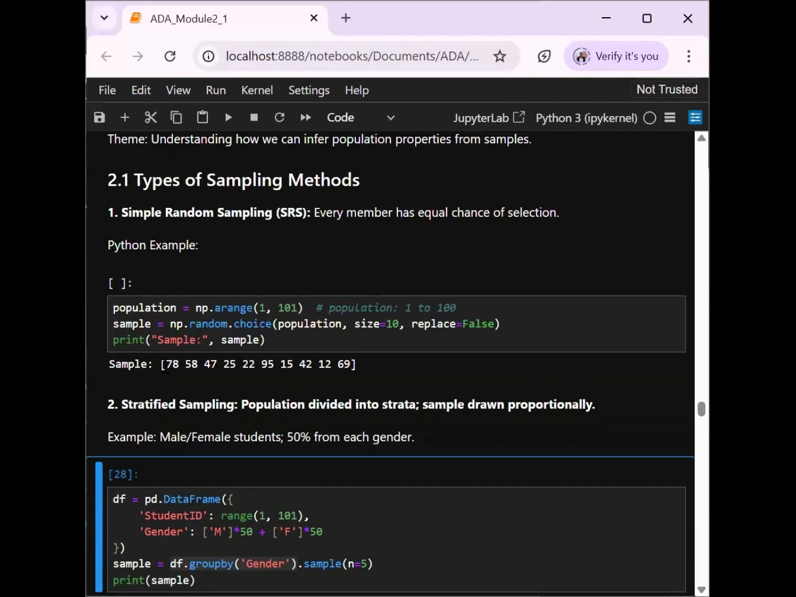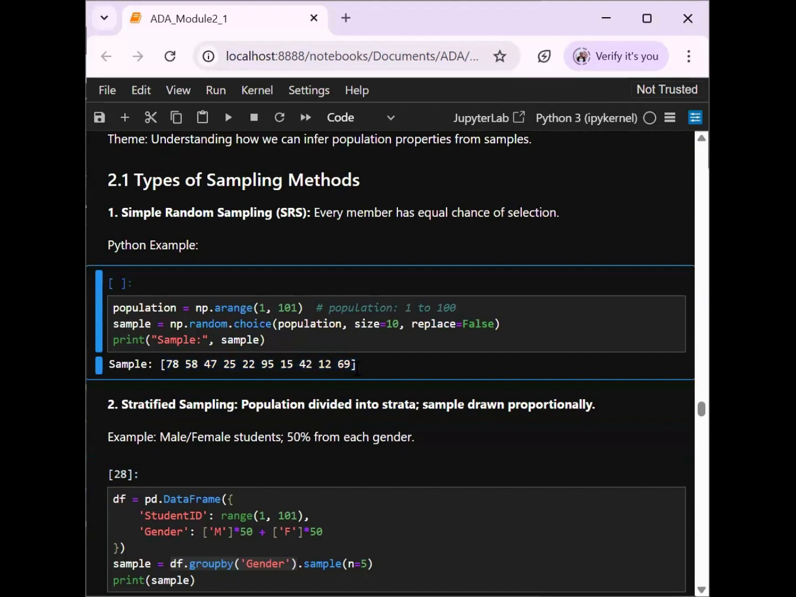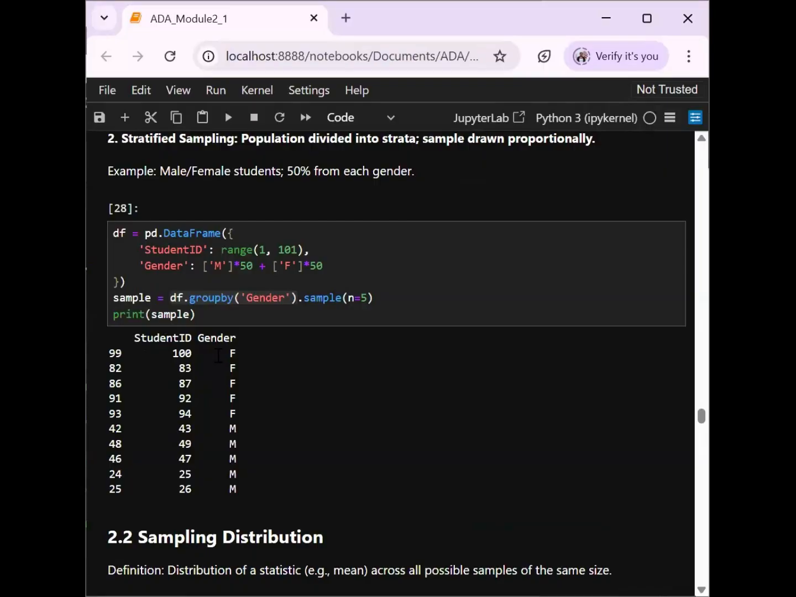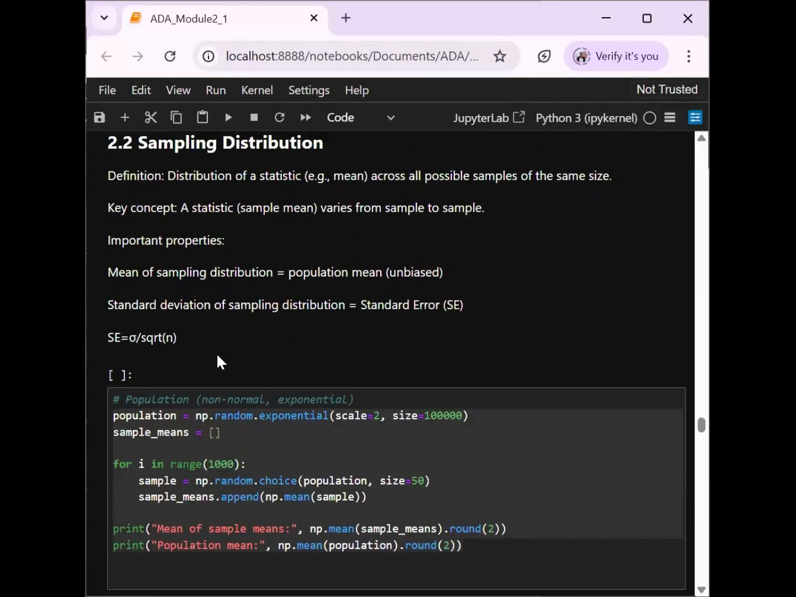But if we used simple random sampling here, because we have 0 to 50 as male, it's possible that we'd get, say, six males and four females. So it's kind of not balanced, right? So this is how stratified sampling works, and we've talked about that.